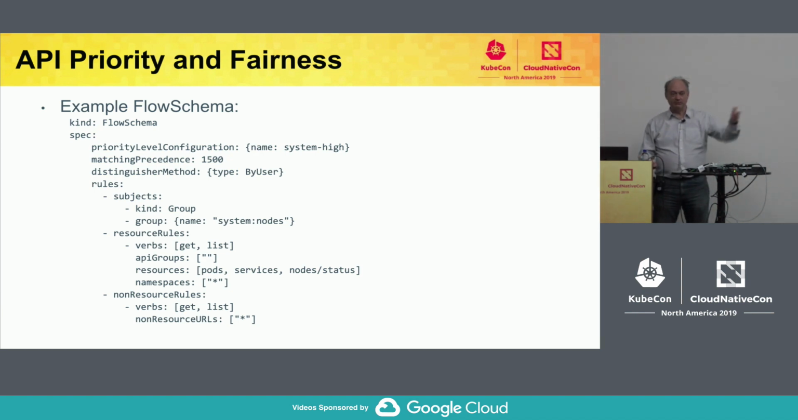For subjects, there are three kinds we can match on, like in RBAC: by user name, user groups, and service accounts. For targets, there's either a resource style target or a non-resource style target. You see an example here of a non-resource style, where there's just a verb and a URL pattern. For the resource style, we have the usual terms in our API: API groups, resources, and namespaces.